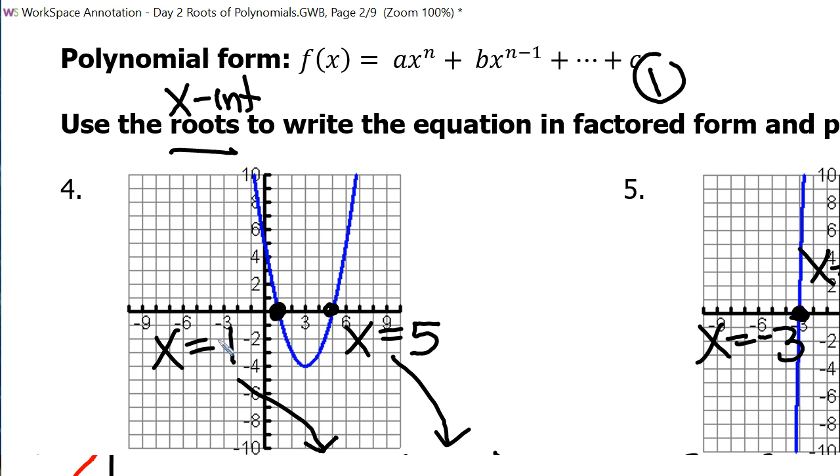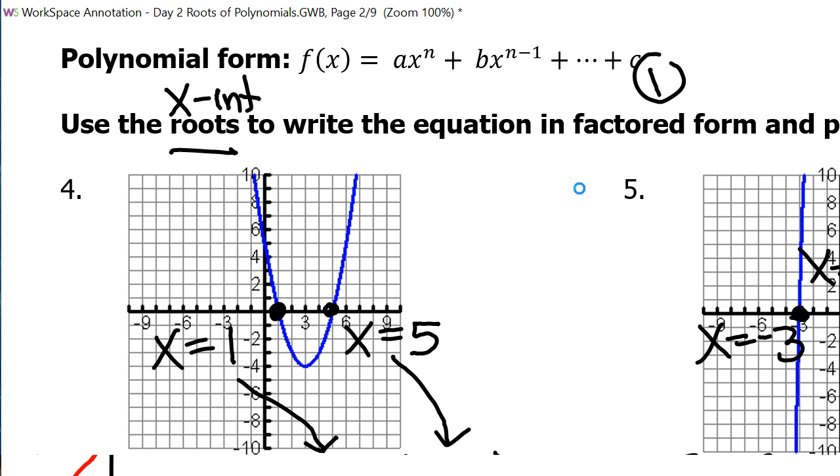Or, notice over here, this one, is this a single root or a double root? That's a single because it goes through it. Is this one a single or a double? Single because it goes through. What about this one, single or double? Single because it goes through. Single or double? Single because it goes through. Is this one single or double? So it's single if the line goes through that x-intercept.